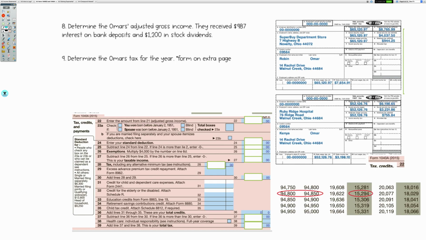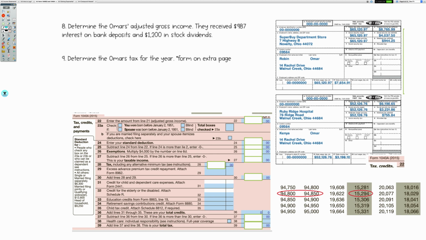Alrighty. So we're going to determine the Omars' adjusted gross income. They receive, and we're going to count, the 2 extra bits of income they got. So this is both of their W-2s. Notice that this starts at line 22. We're going to skip the whole beginning part because lines 1 through whatever are exactly the same as the other one. So we kind of need to jump to that spot. So let's figure out their adjusted gross income.